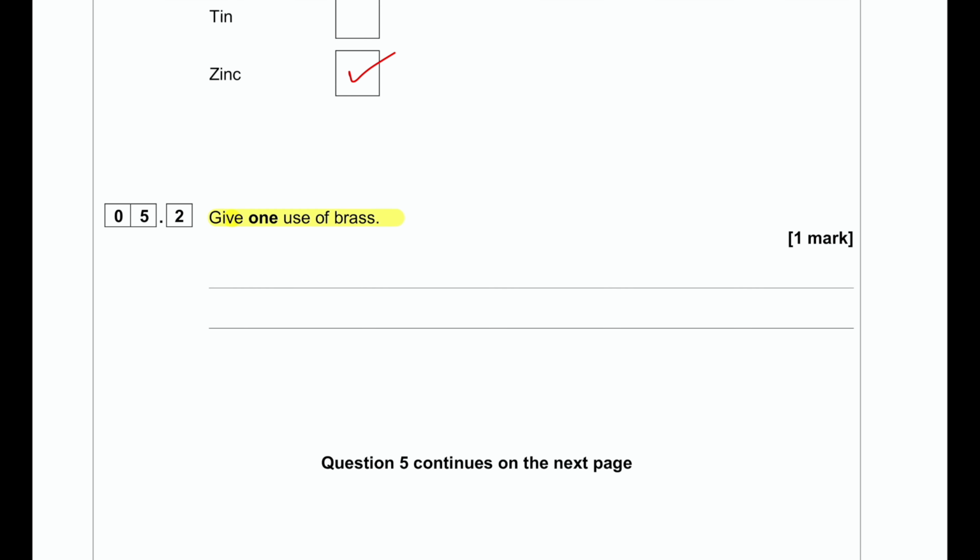Give one use of brass. Now we know that brass in earlier times was used in making ornaments, musical instruments. Even buildings had roofs that were made out of brass. But in today's use, it will be ornaments and musical instruments mostly. So we will go with the safer bet.